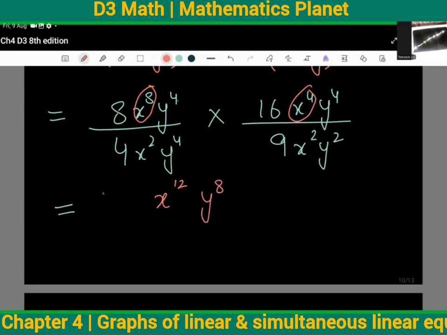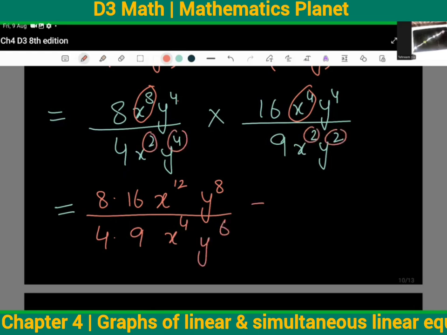8 times 16, we can write it like this. 8 multiplied by 16, 4 multiplied by 9. And x to the power 4 in the denominator is 2 into 4. And for the y, 4 into 6. After solving the numerator with numerator, denominator with denominator, it will be easier for you.